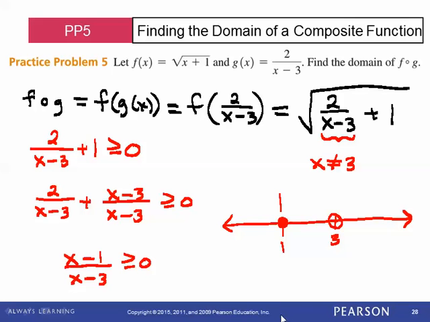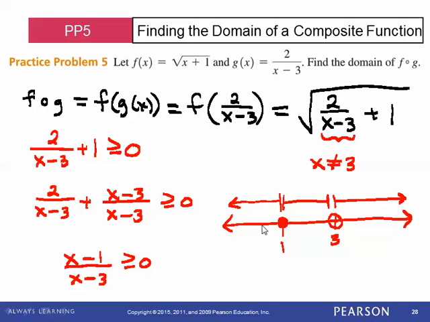We need a test point lower than 1. We need a test point between 1 and 3. And we need a test point higher than 3. And we're going to compare it. You can do the original function if you like, or you could do this one right over here, comparing it to 0. I like comparing it to 0. Alright, let's go for it.